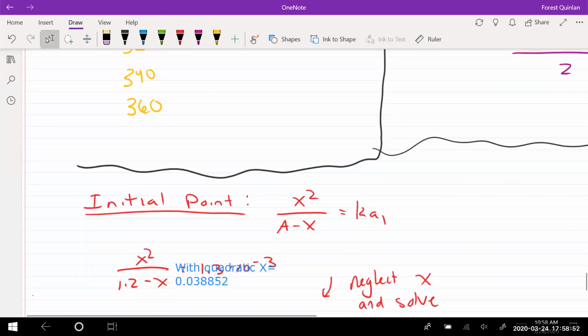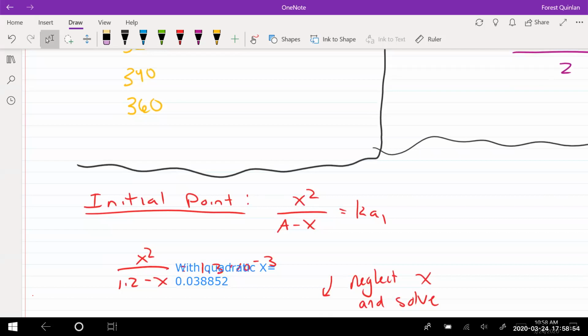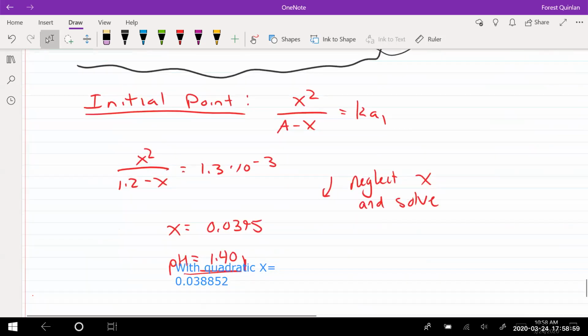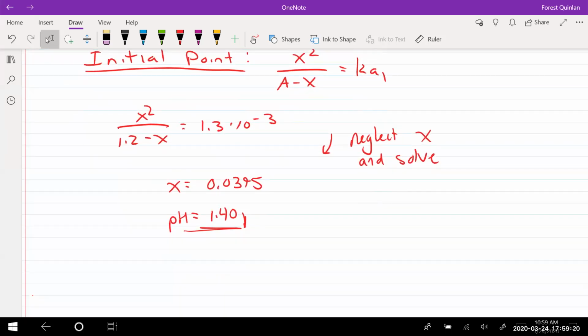Yes, we should, 388. So that's actually pretty good. That's actually only about 3% off, I think. So we're okay. So it turns out that even though we were pushing it, we're okay. What'd you get for your pH then, Dallas? Probably like 1.41 maybe. So the point here is, yeah, 1.41.